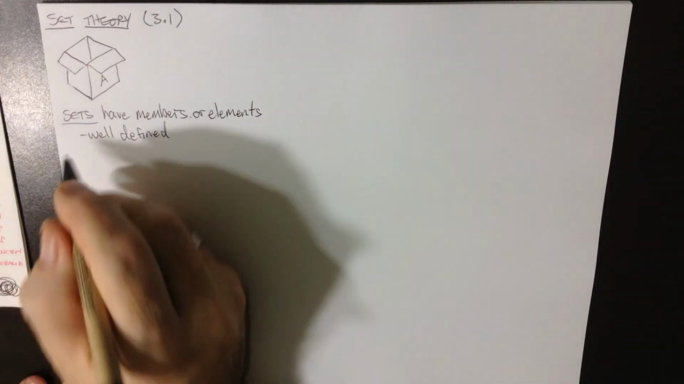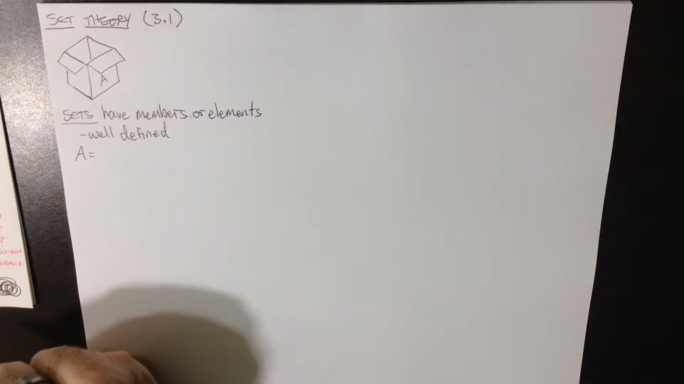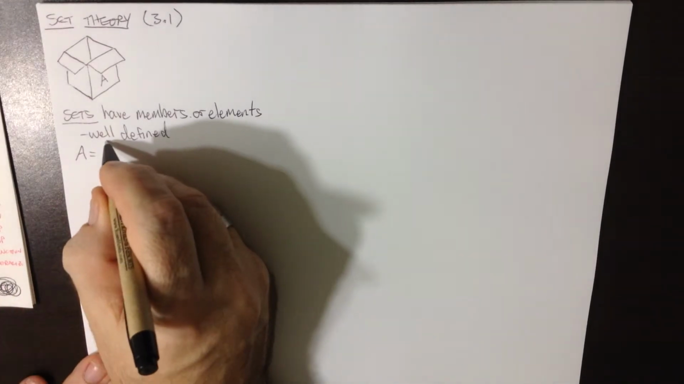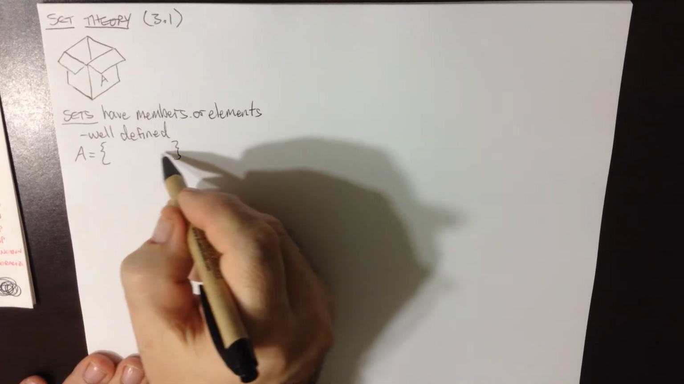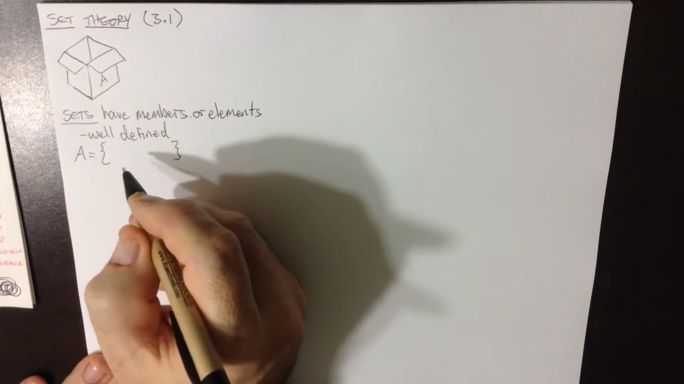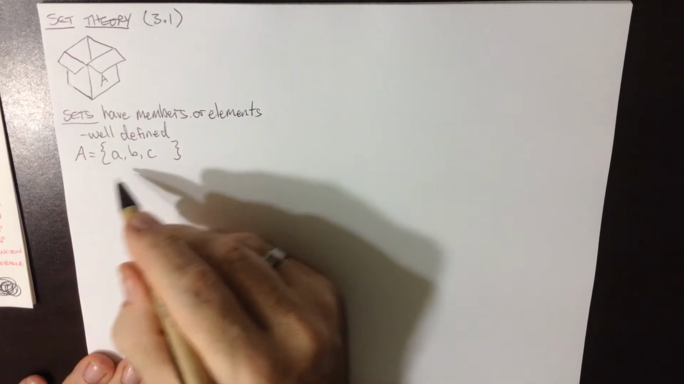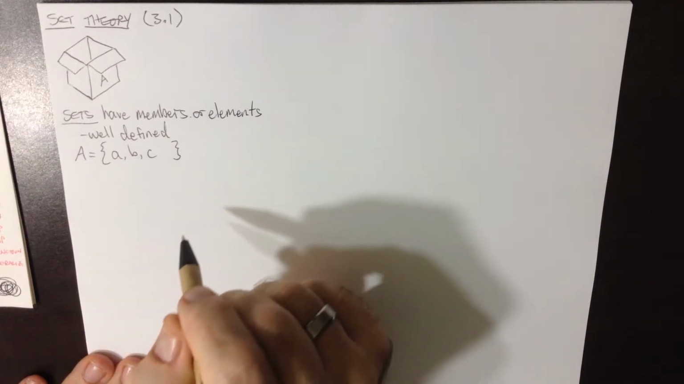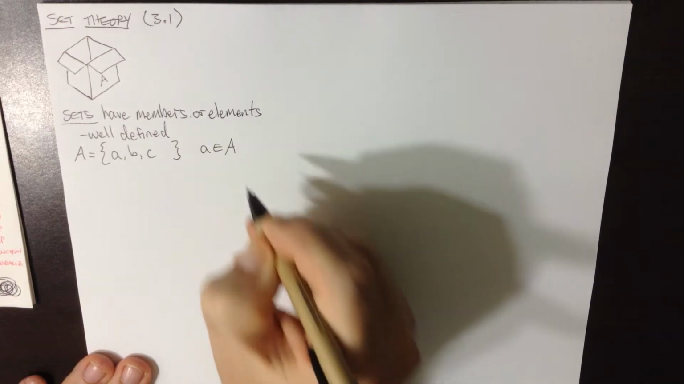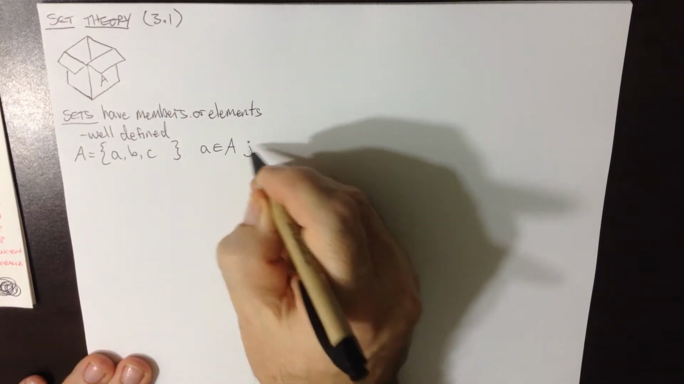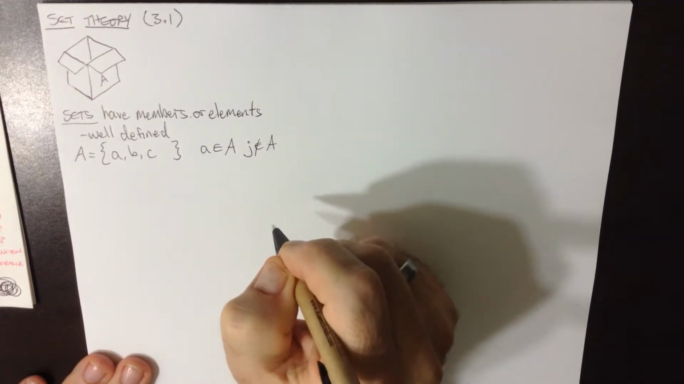If we have a set, we typically use capital letters to represent the set itself, we use brackets to represent the set, and then we list the elements or the members of the set within those brackets. And so we would say, for example, if the set A contained the members or elements a, b, and c, we would say that a is an element of the set A. Or we would say j is not an element of the set A.